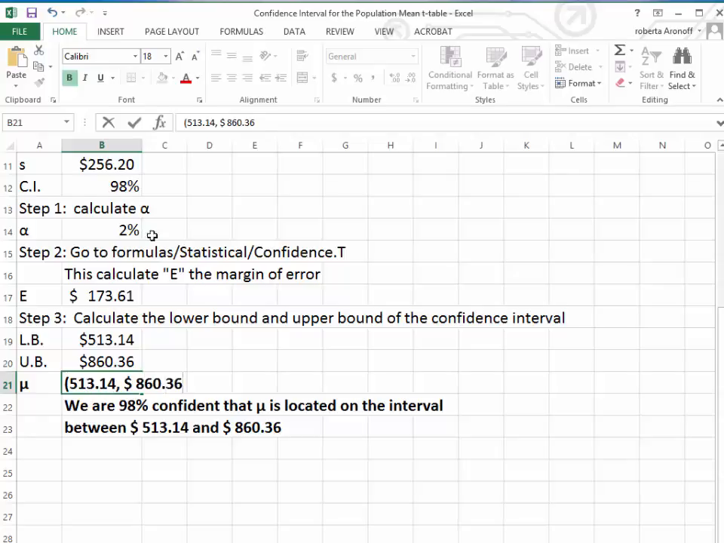Now that is a very wide range of numbers, because the wider the confidence interval, the wider the margin of error. We can say that we are 98% confident that the population mean mu is located on the interval between $513.14 and $860.36.